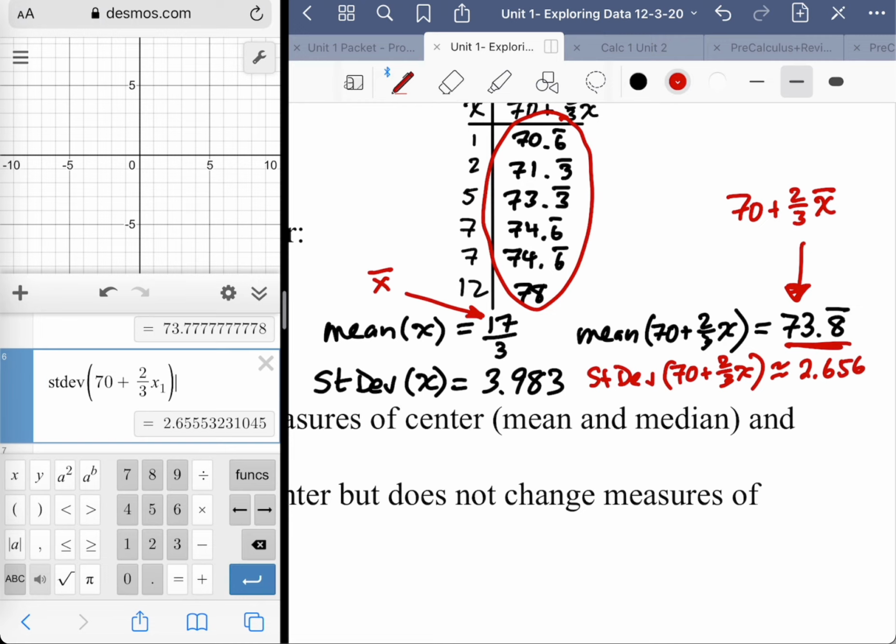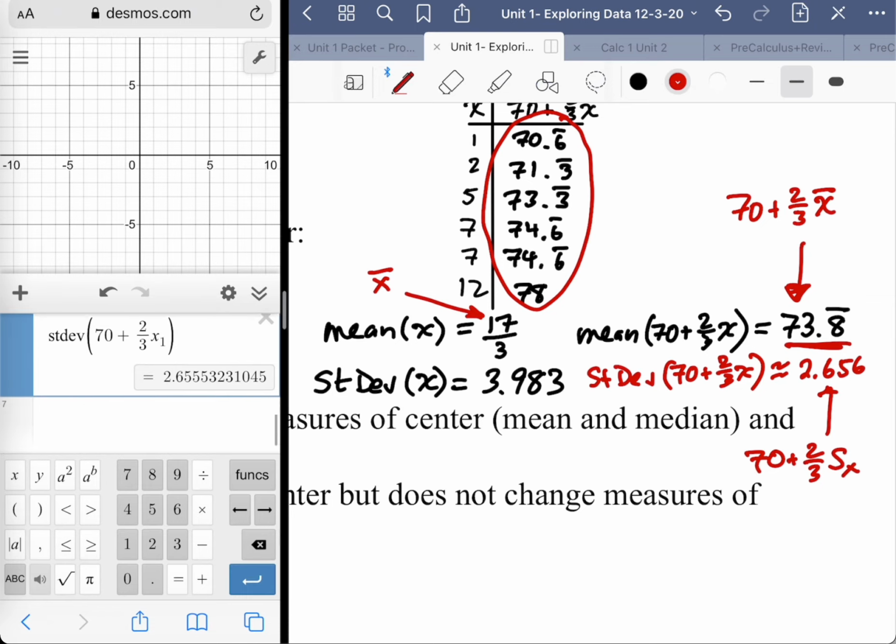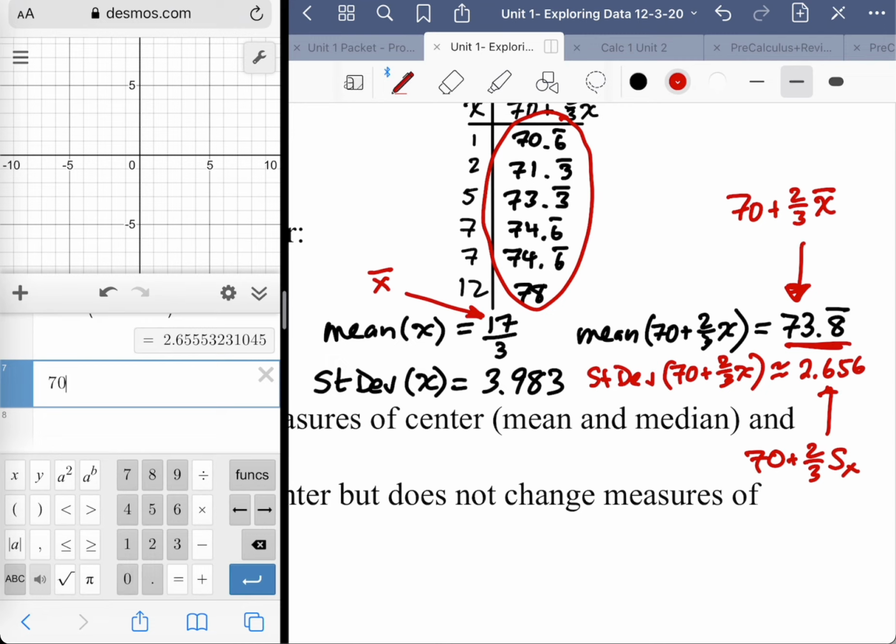All right, so what I would be asking myself is, is that the same as running this number through this computation? Would it be the same as saying 70 plus 2/3 times the standard deviation of the x values? All right, so we'll take a look. So 70, I mean, you should be suspicious because it's just a 2.656. It's not 70 point something or other.